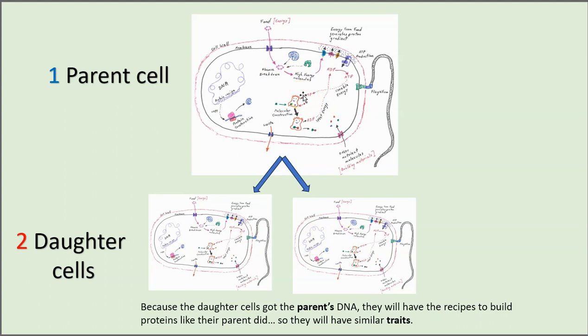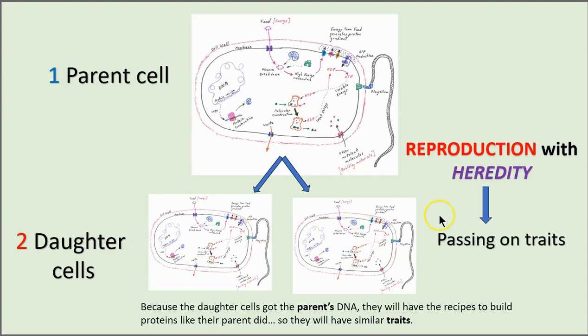They should have similar traits. They should have the same traits. They will be clones. And this is what we mean by heredity, passing on of traits. So the reason why the offspring tend to look like the parents is because the parents are passing on the instructions that the parents were using to build the parent. And so the offspring are inheriting those instructions, so the offspring are going to look like the parents.